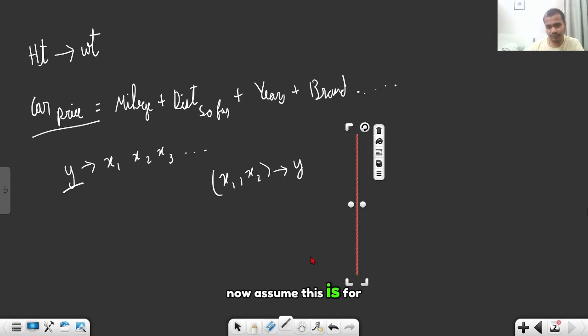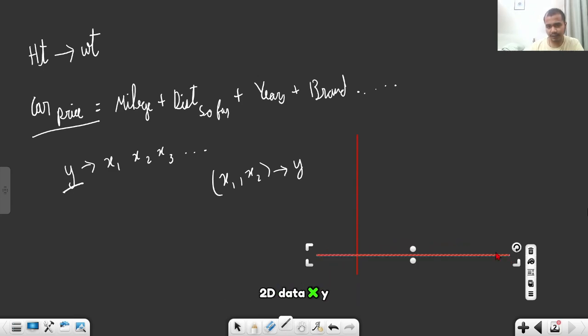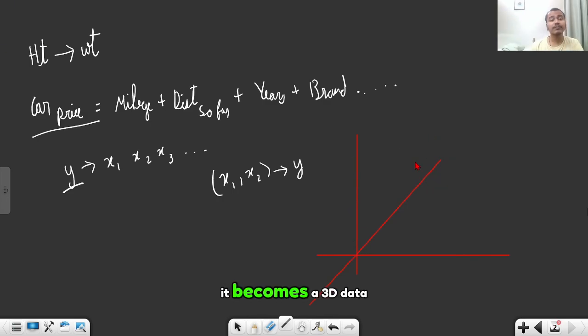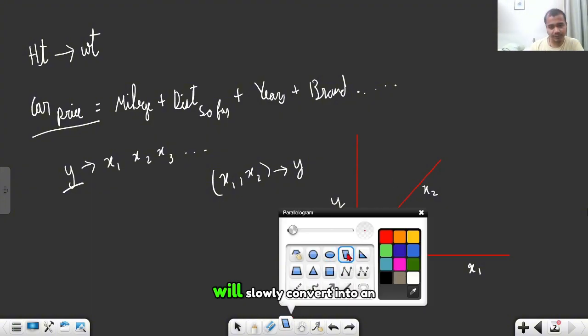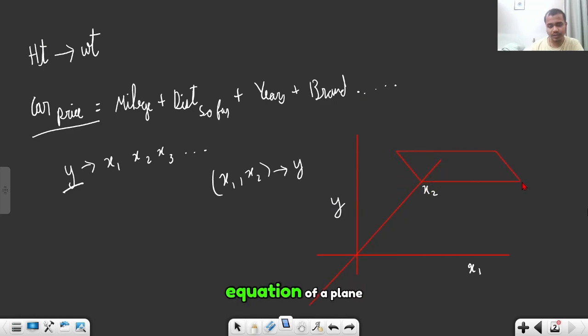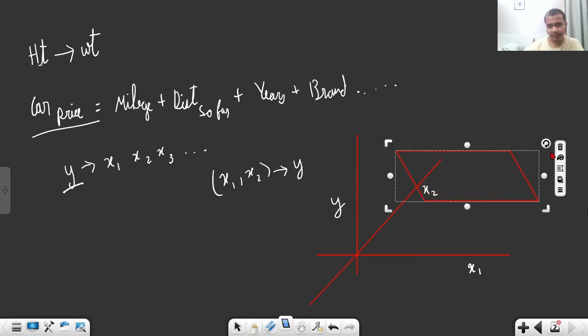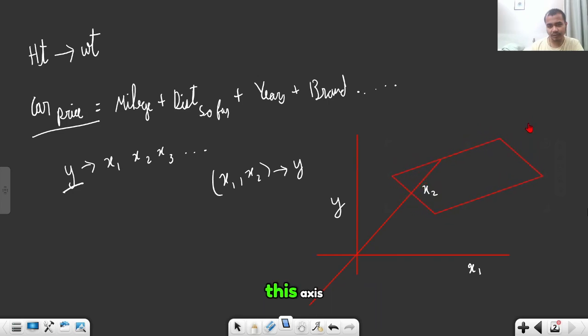Now assume this is for 2D data, x, y. But since we have one more variable, we get another z coordinate also. It becomes 3D data. And here if we assume this as x1, this as x2, here we will have y. And the equation of a line will slowly convert into the equation of a plane like this. It lies somewhere here along this axis.